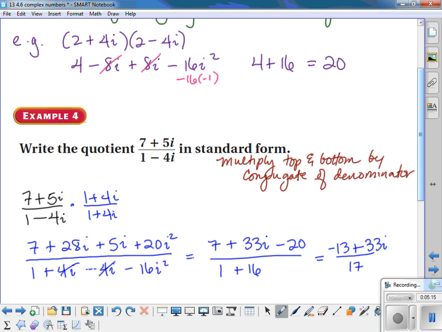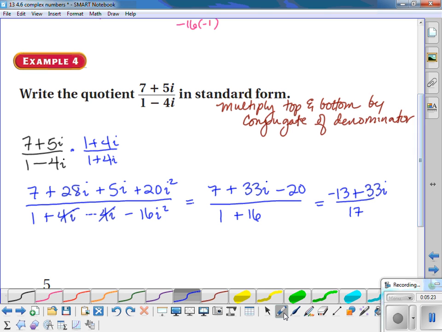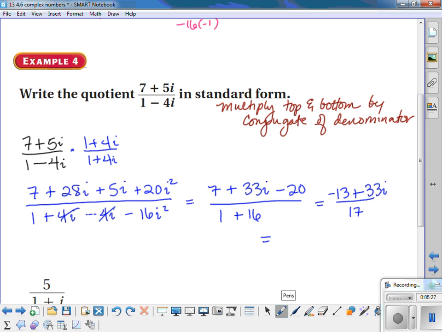Now, if I want to get it totally into standard form, then I need to separate the real from the imaginary. So basically, all you have to do at that point is just divide both of them by 17. So it would equal negative 13 over 17 plus 33 over 17i. If it asks for it in standard form, you should take that last step and separate them.